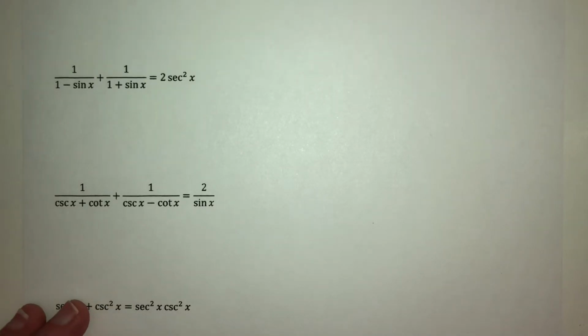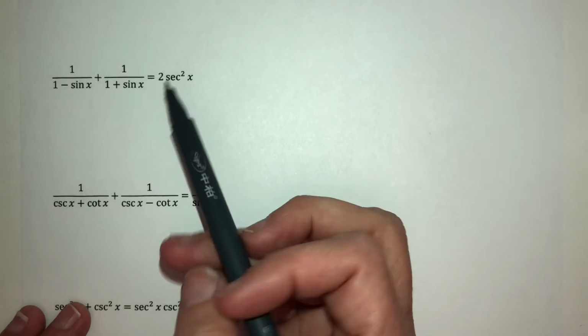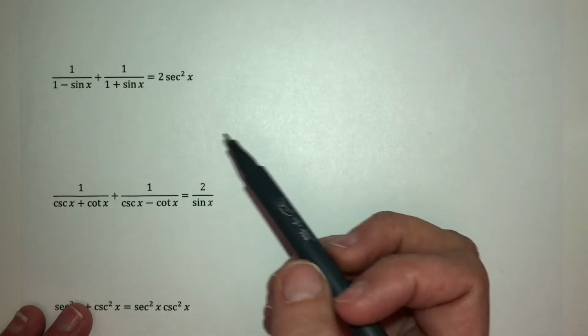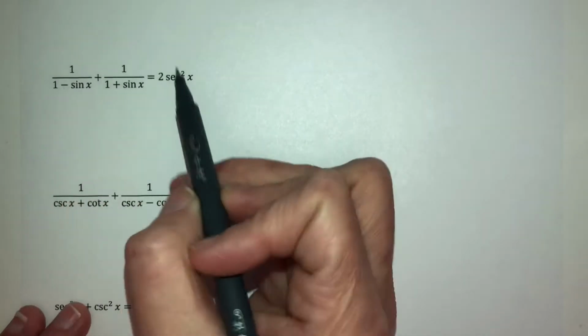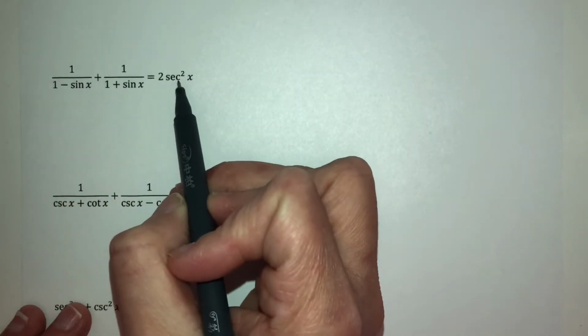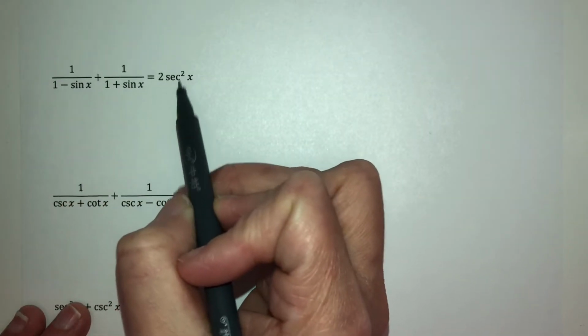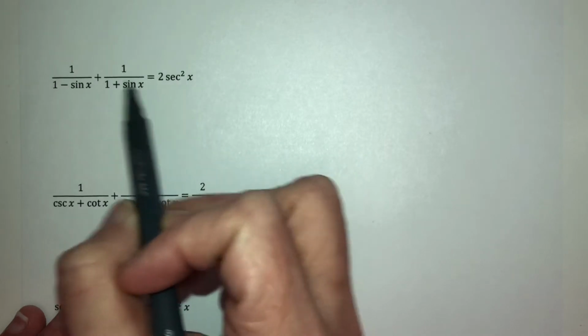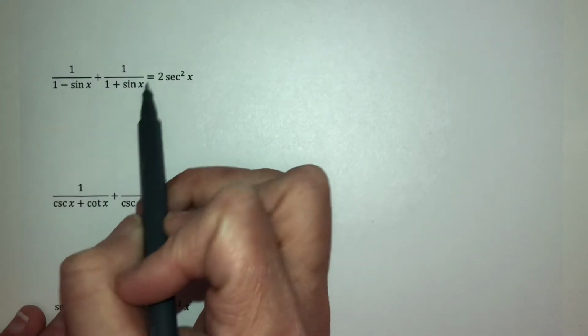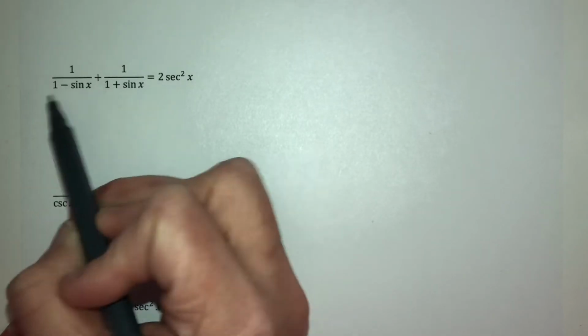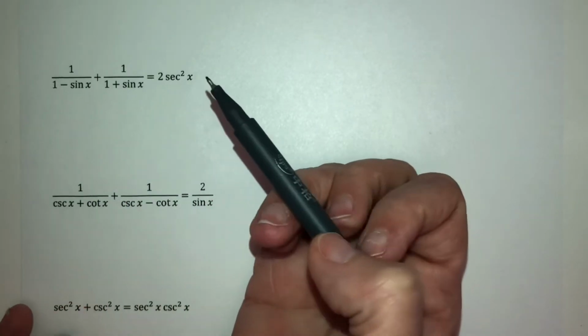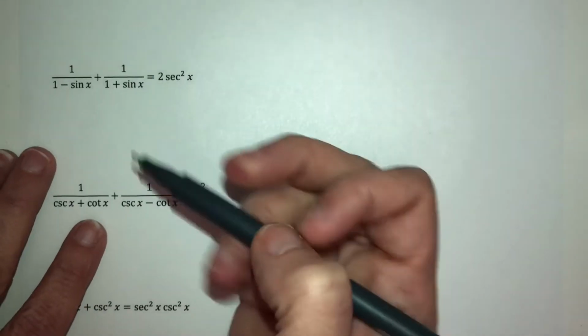This is part 3 of section 5.1. We are still trying to verify identities. And for this one, I have two fractions here. I have a secant, which is 1 over cosine, so I know that I'm going to need cosines over here eventually. But right now, what I see is two fractions that I should get a common denominator between and combine.